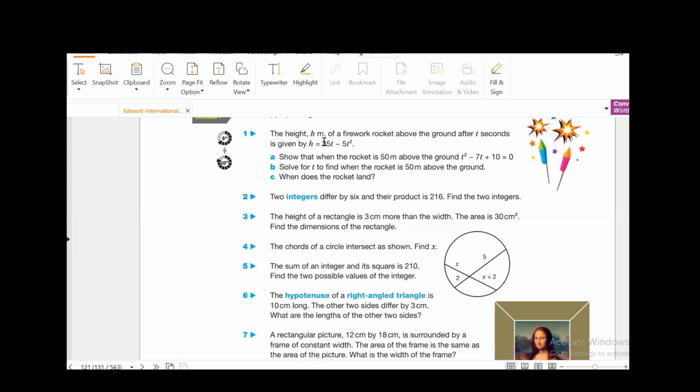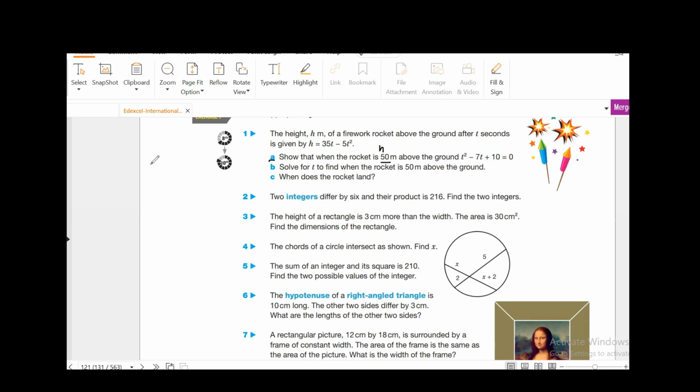Question: the height h meters of a firework rocket above the ground after t seconds is given by h equals 35t minus 5t squared. We have to show that when the rocket is 50 meters above the ground, our equation must be t squared minus 7t plus 10 equals 0. So we have to show this one.